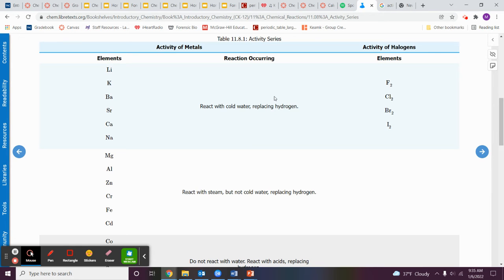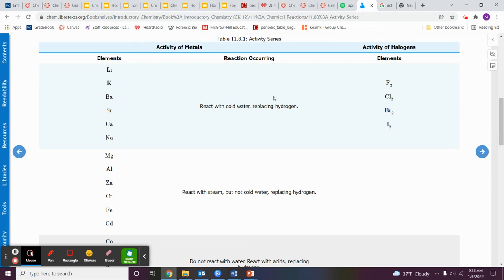So the elements in your activity series, and you can look at your paper that I just passed out to you. The elements that are at the top, okay, those are your most reactive elements. And then as you trend down, those are becoming less and less reactive. So in this case, lithium is your most reactive metal. And as you go down, Au, gold is your least reactive metal.